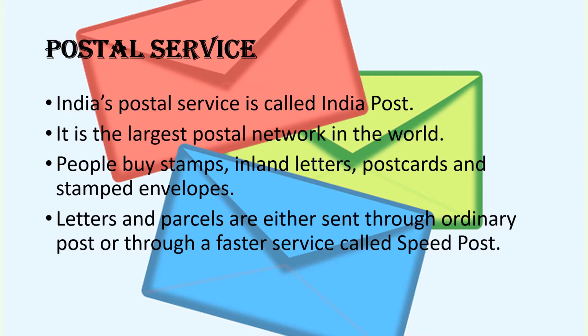People go to the post office to buy stamps, inland letters, postcards and stamped envelopes. Letters and parcels are either sent through simple post, ordinary post, which takes a little longer time, or the faster mode of it, which is the speed post. So if we want something to reach faster, we can use speed post.